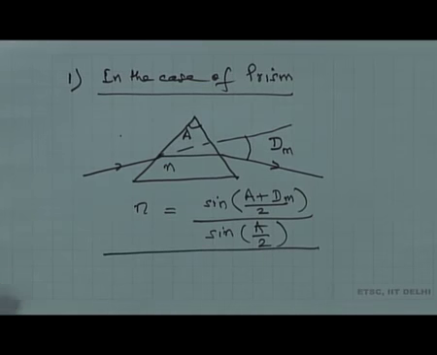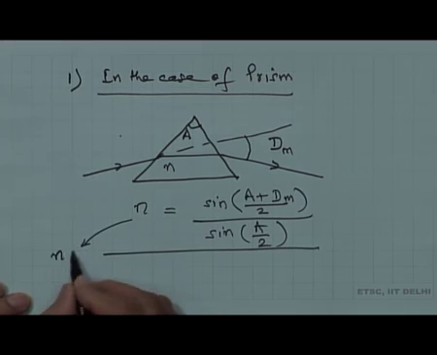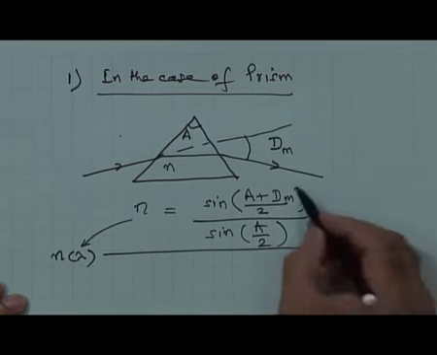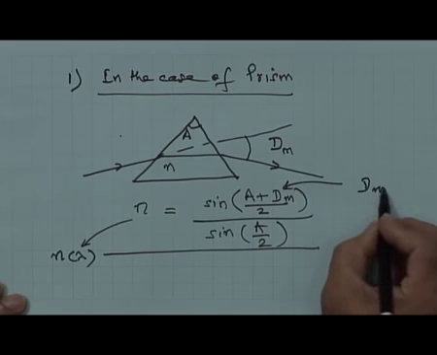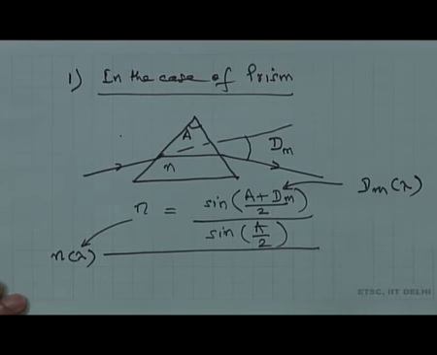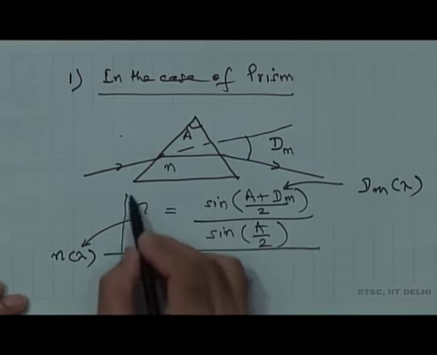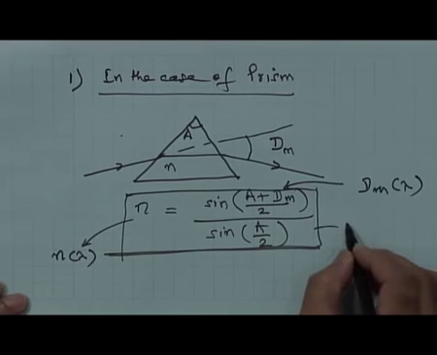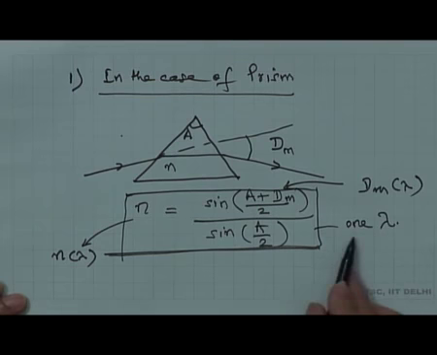But we said n is a function of lambda, and therefore, strictly speaking, A is a constant, and therefore the deviation here, D_m, is also a function of lambda. And this formula is strictly correct only for a given wavelength, one lambda. It is correct for one lambda.